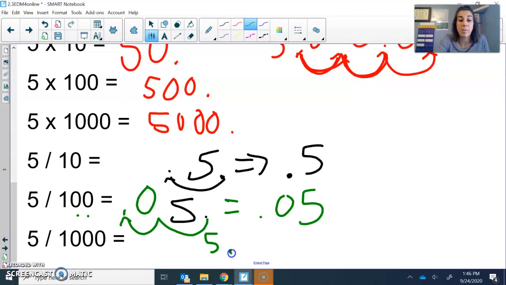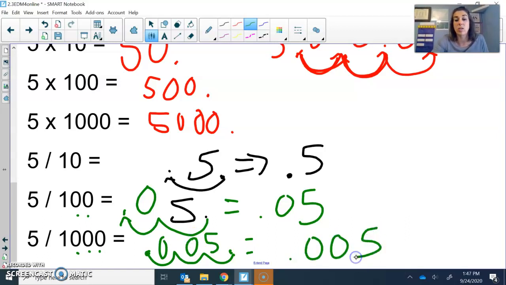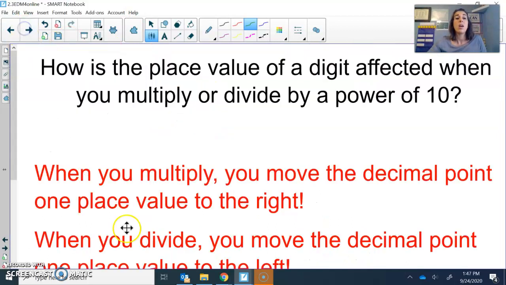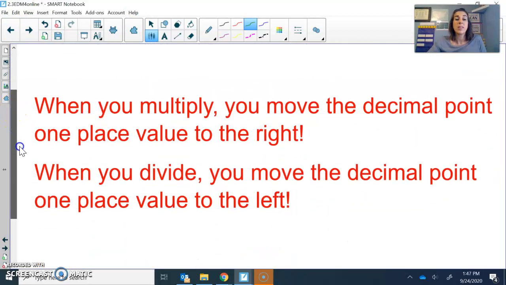Then I have 5 divided by 1,000. I have 3 zeros in 1,000, so I'm going to move my decimal point 3 places to the left. I have 3 loops because there are 3 zeros in 1,000. Remember, 0 makes a great placeholder, so my answer is actually going to be 5/1000ths. Let's try this a little more, but here is the rule. Remember, when you're multiplying by a power of 10, you move the decimal point to the right. When you're dividing, you move the decimal point to the left.